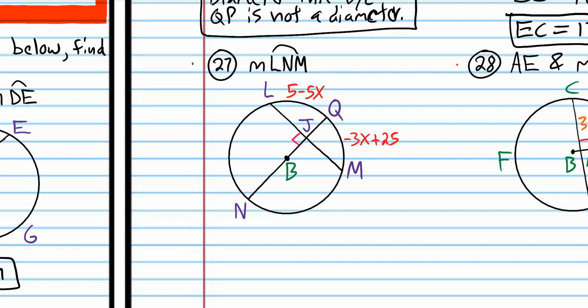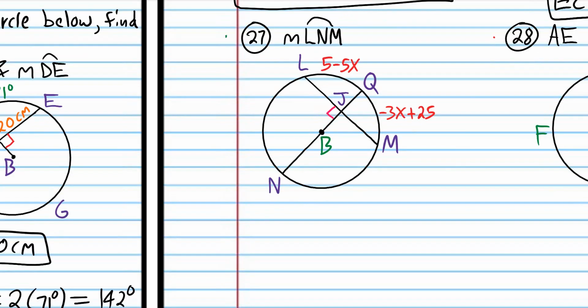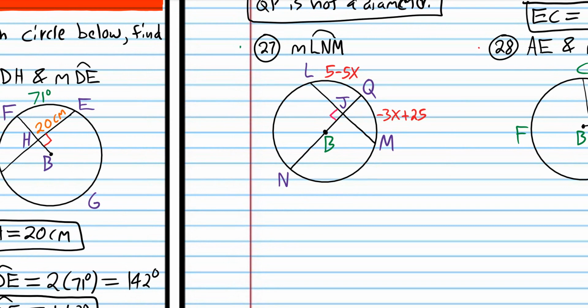That means that this arc is bisected by that diameter, and therefore this value must be equal to this value. So first we're going to find x, plug it back in, and find these values. Then we're going to use those values, add them together, and subtract from 360 to get the measure of arc LM. I'm sorry if that seems kind of confusing, but it's just a multi-step problem.